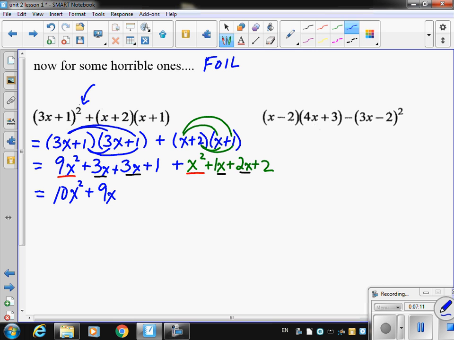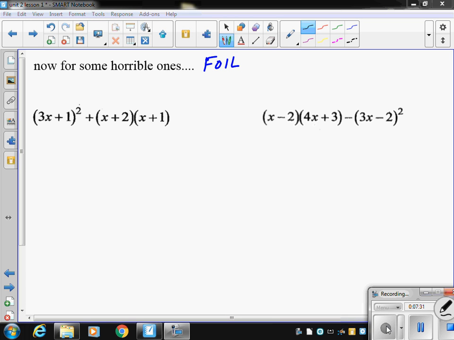And lastly, I have a number and another number. So I can put those together and get 3. 10x squared plus 9x plus 3, also a trinomial because it has 3 different terms.